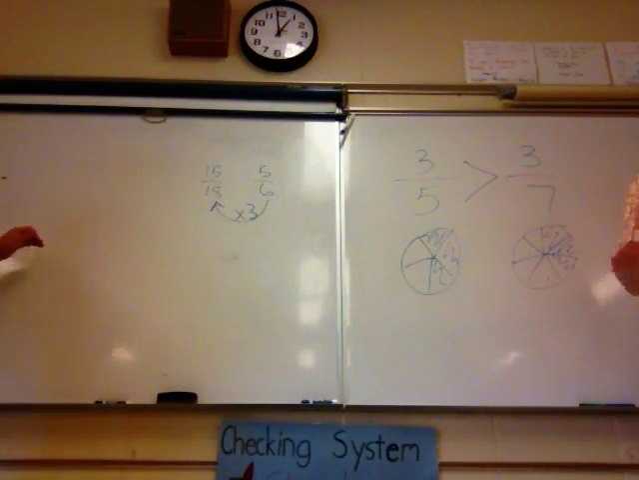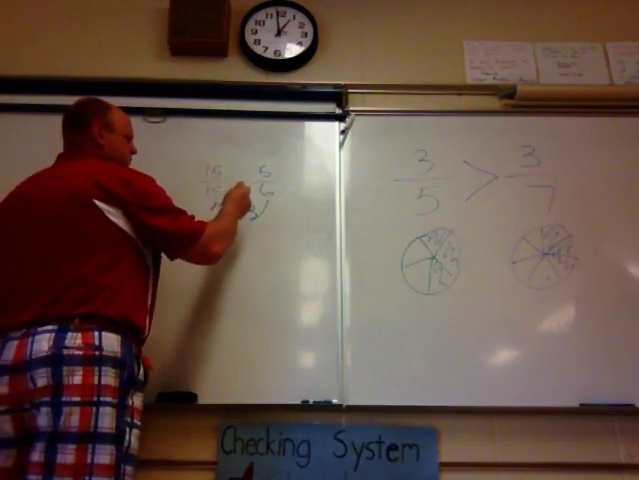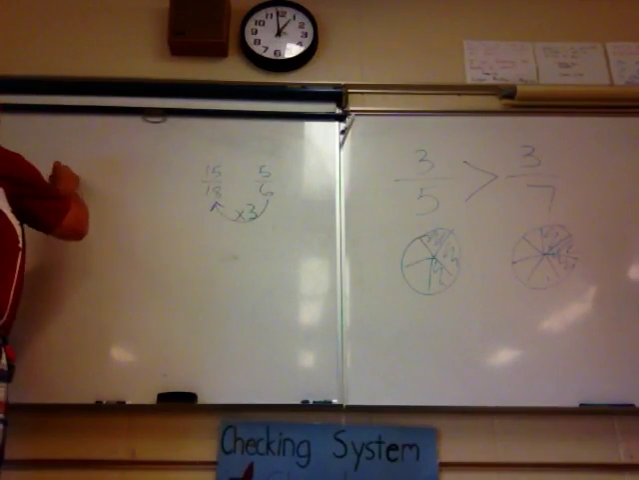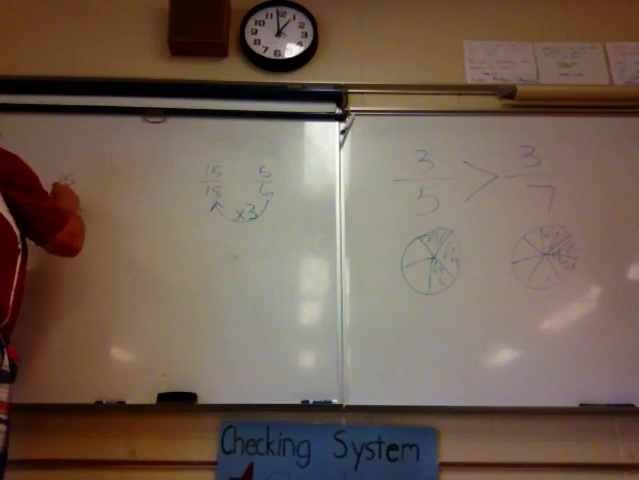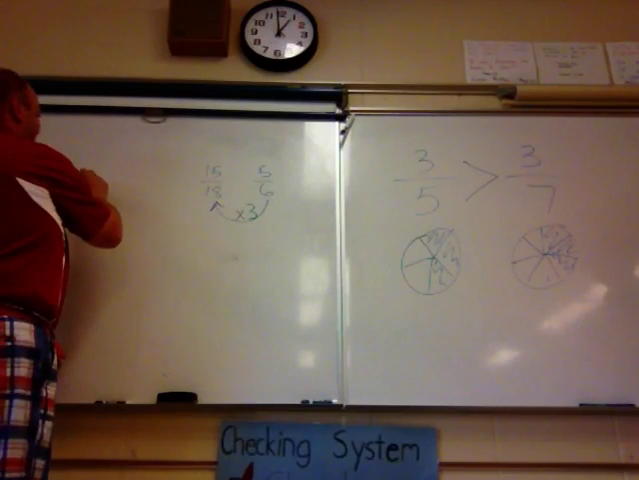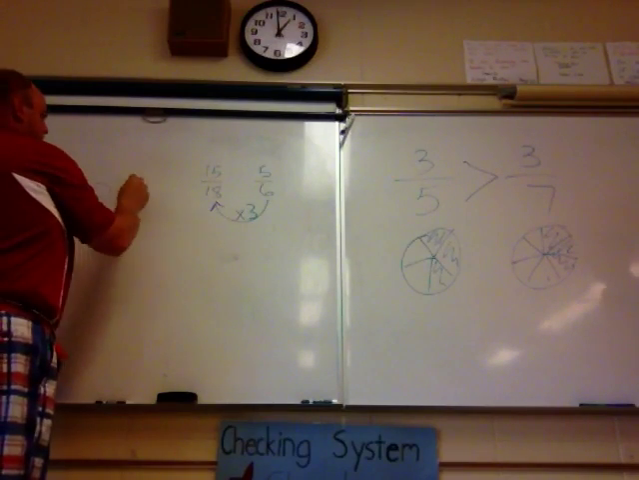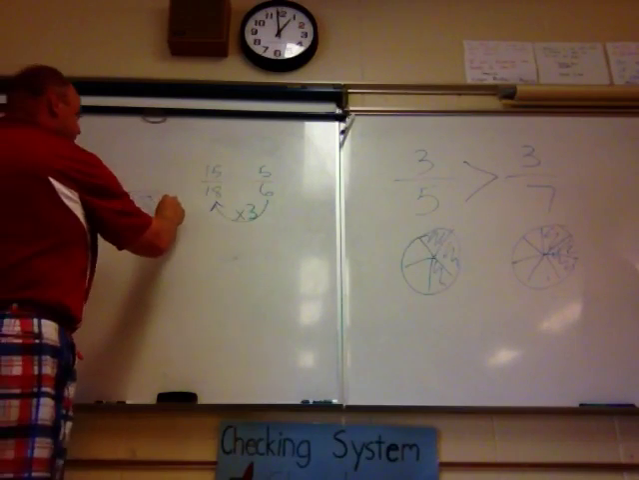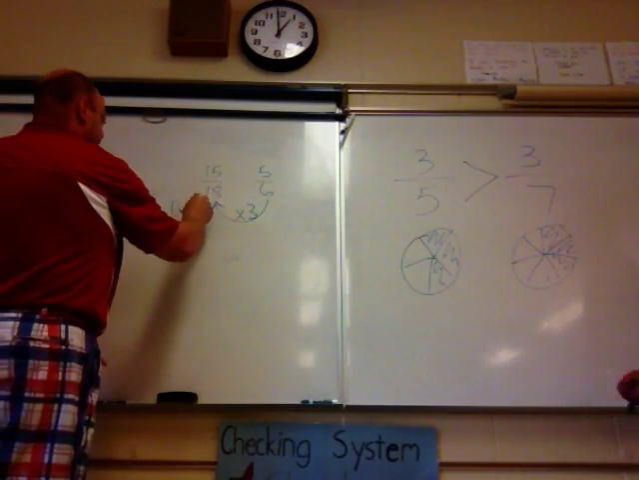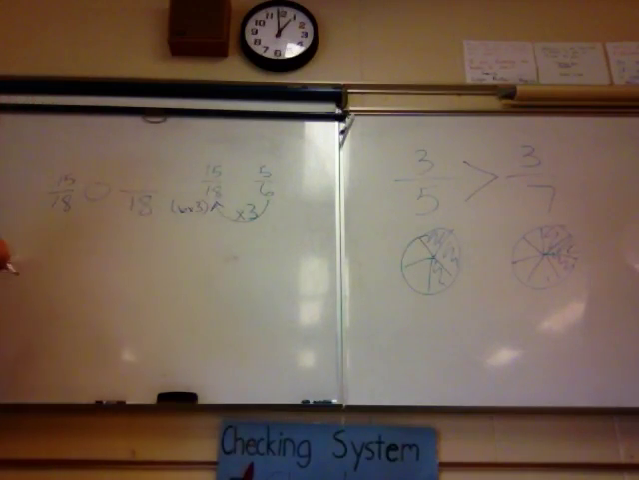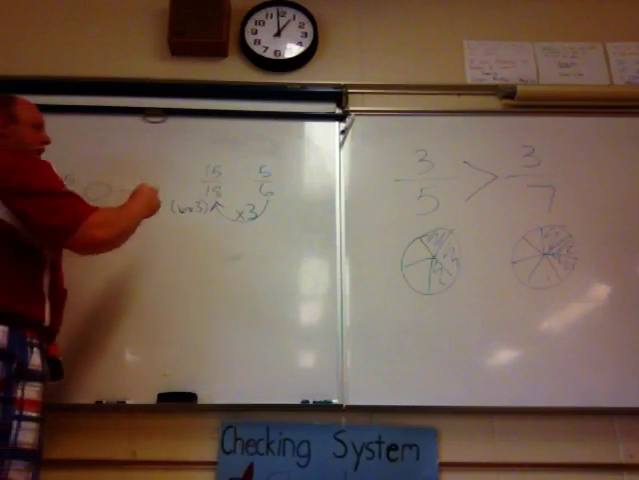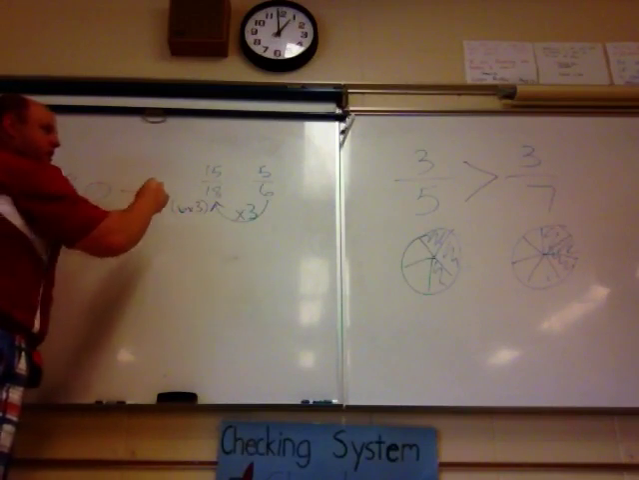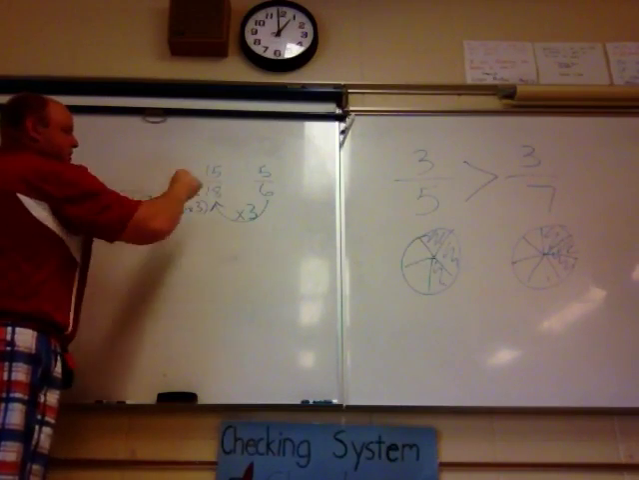Now, I'm going to keep this as 15/18ths, but I'm going to switch this 5/6 to 18ths. And we just said we had to multiply it by 3, right? Yes. Because 6 times 3 is 18. Well, Martin Luther King tells us, whatever you do to the top, you must do to the bottom. Or whatever you do to the bottom, you must do to the top.